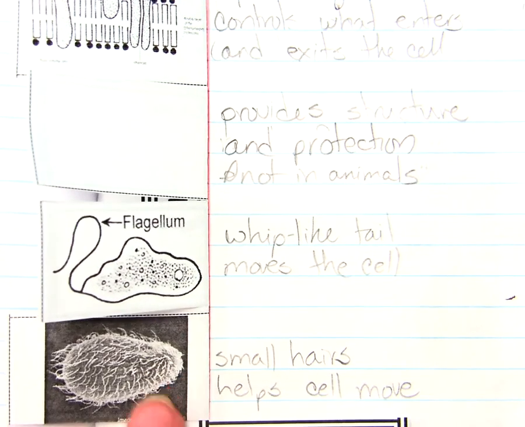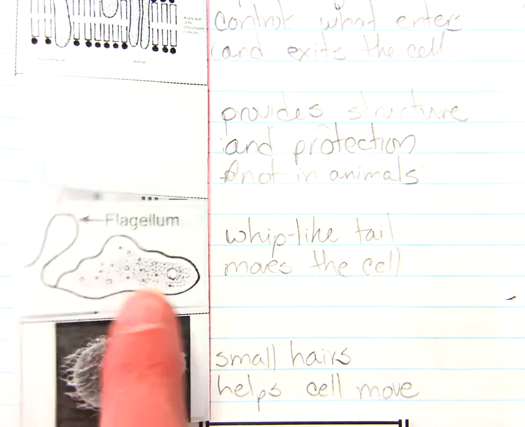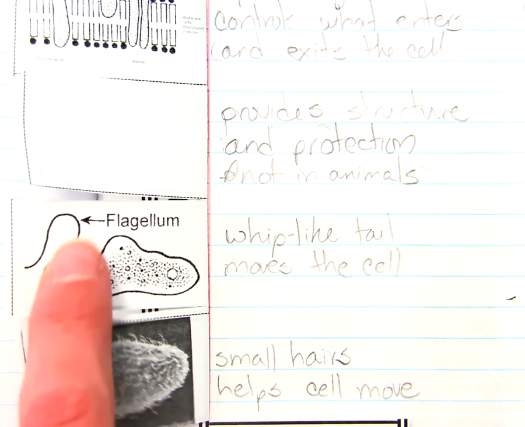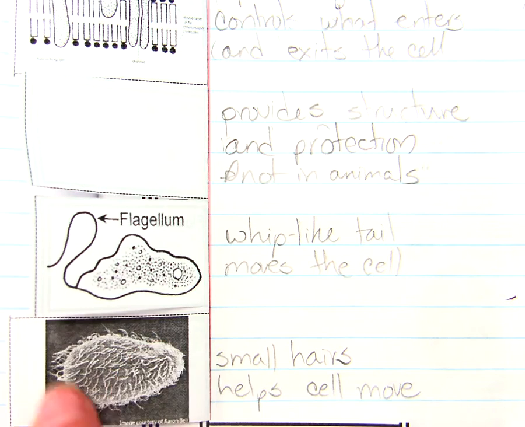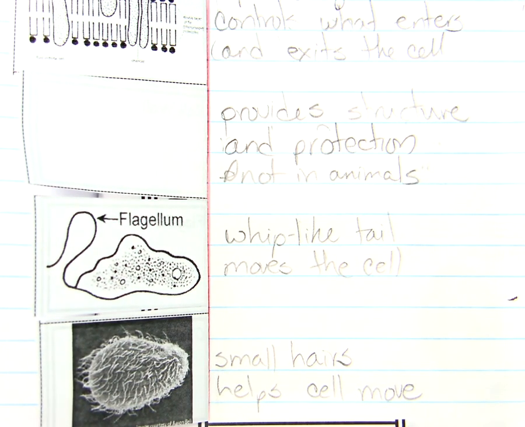Cilia, these are little tiny hairs that cover the cell. So flagella, they usually just have one or maybe two. Cilia are short and all over. They are also used for movement.